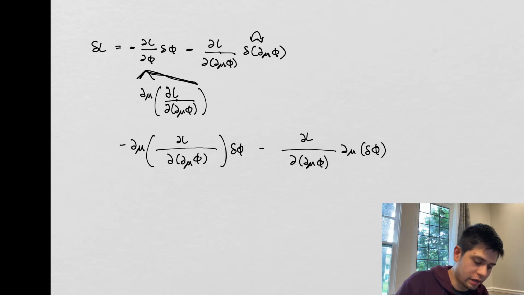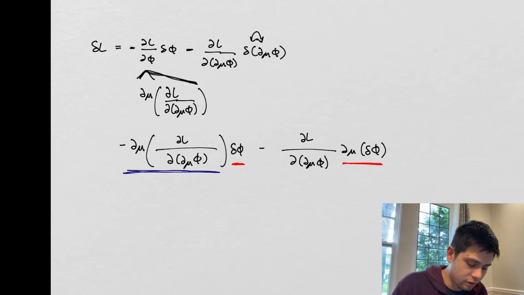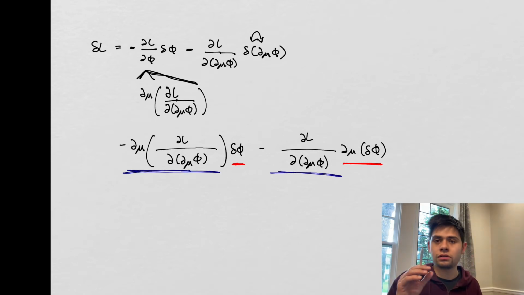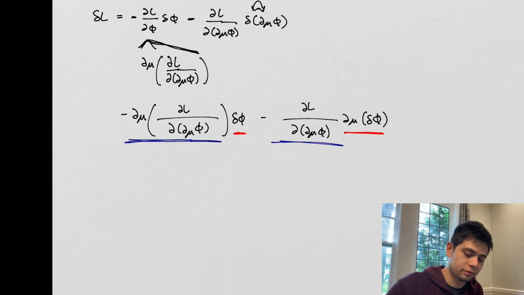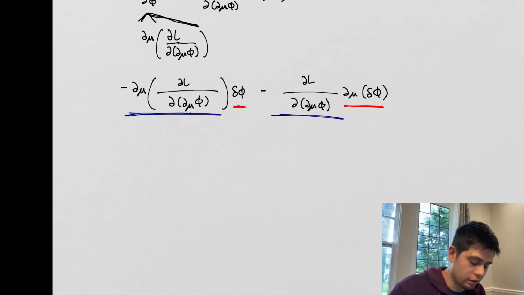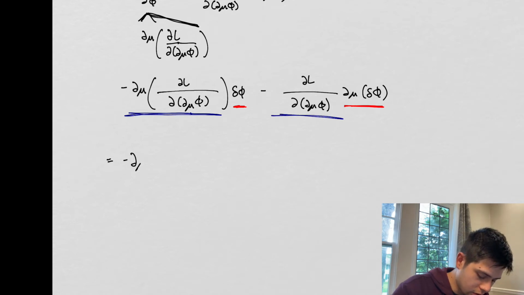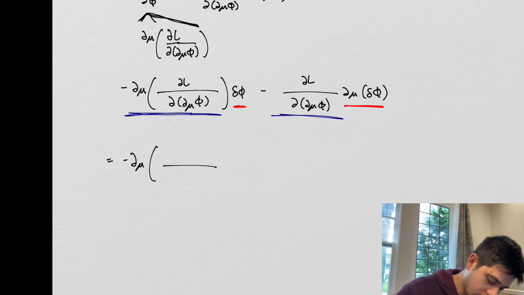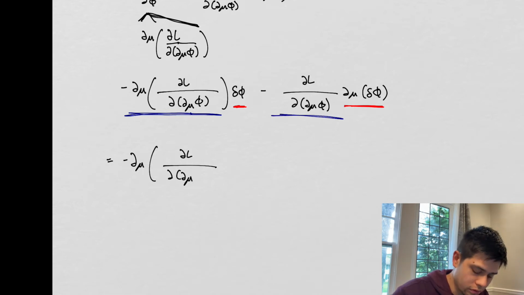So we have the derivative here. The derivative, it's not there, but the derivative is here, right? But then we have the derivative here, but not here. So this is the product rule, right? So if this is the product rule, this becomes negative d mu times dL d mu, like this, times our change in our field value, like that.